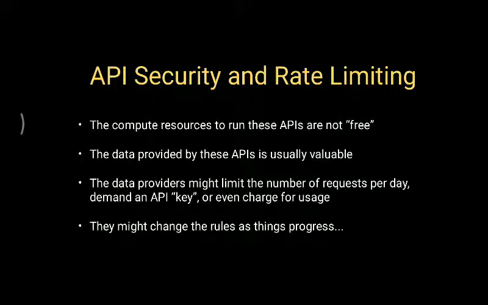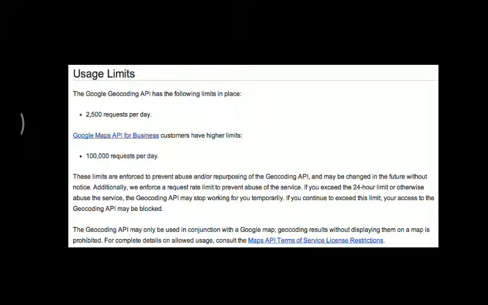Something similar applies to your Twitter account, and you can also go for extracting data from Google Maps. How many requests will be sent from the users per day? They might change the rules as things progress. You can see here one example: the Google geocoding API has the following limits in place. It will take only 2,500 requests per day. It will send you the location content as latitude and longitude values, and we will extract those values once again by using JSON.